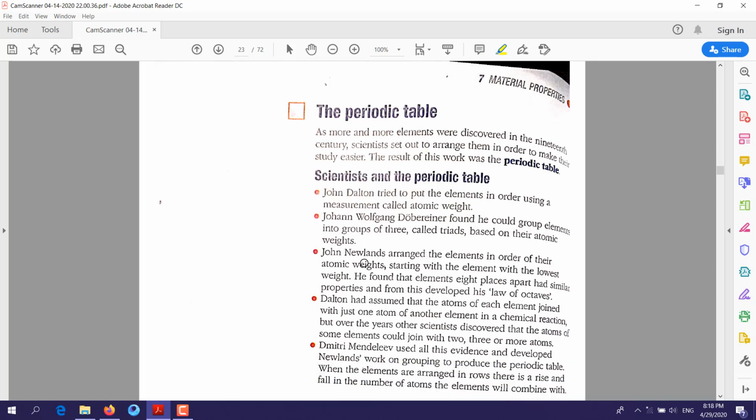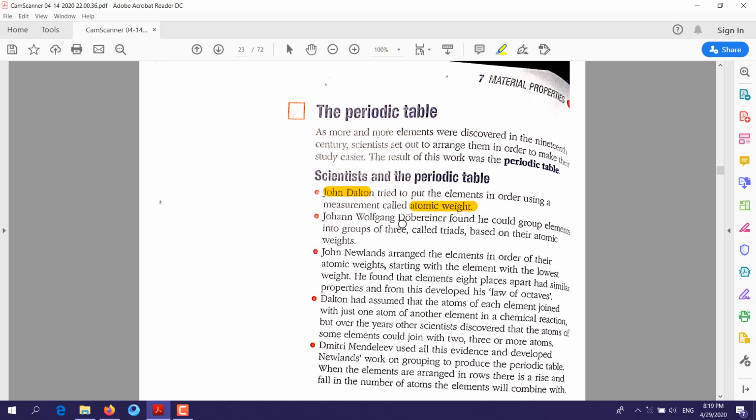Scientists and the periodic table. The periodic table that we are using now is not the only periodic table, or the only way of arranging the elements. Before this periodic table, there were other tables. For example, there was a scientist whose name was John Dalton. John Dalton tried to put all the elements in order using a measurement called atomic weight.